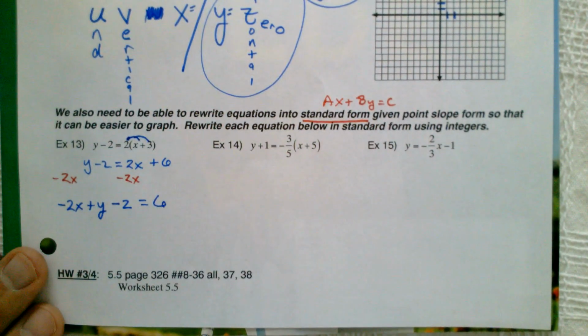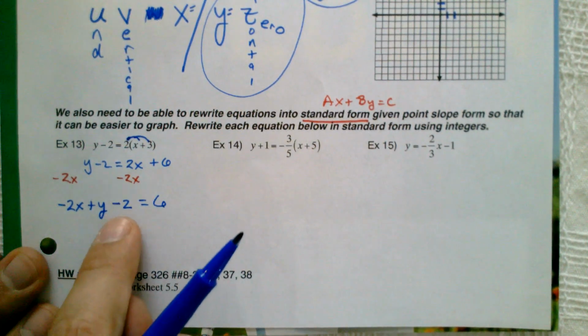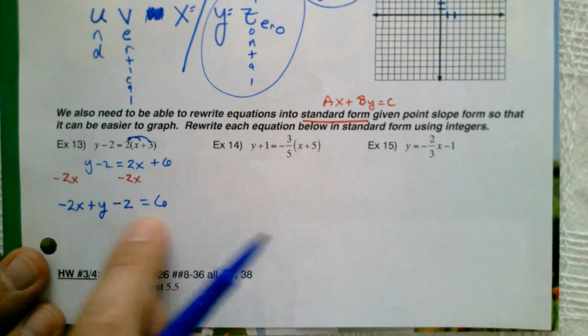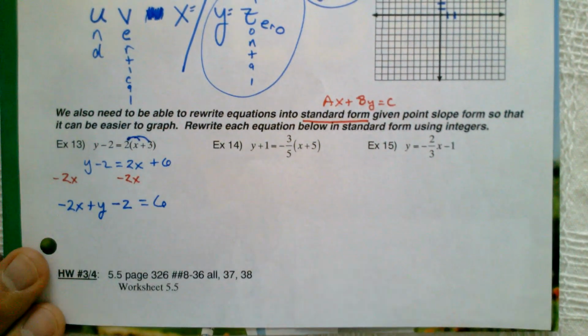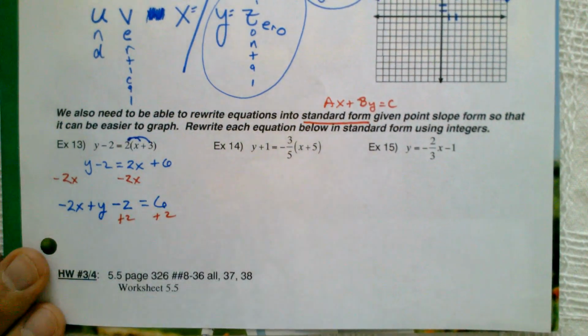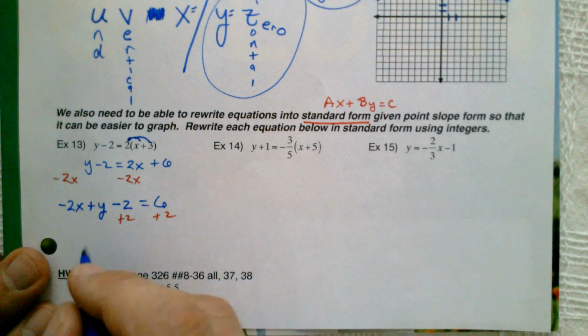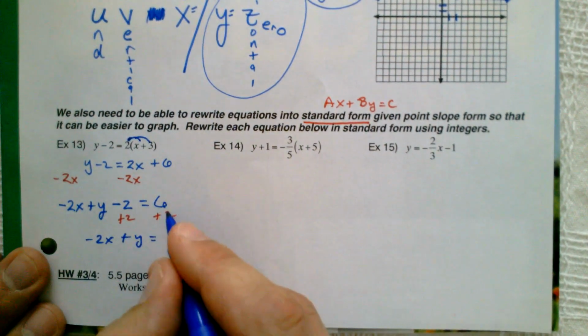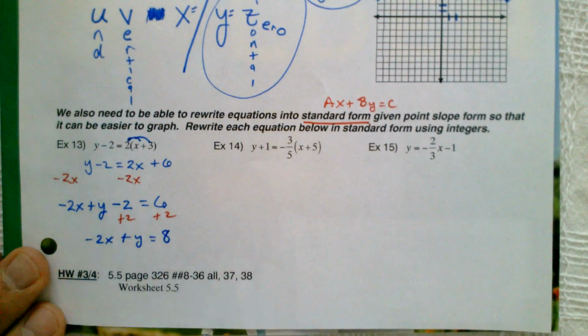Minus 2, and that equals 6. Okay. Last thing I need to do is move this little constant over. As I take a look, I want to move negative 2 over using addition. So I'm going to plus the 2 over. Okay, so I end up with negative 2x plus y, and 6 plus 2 is 8.